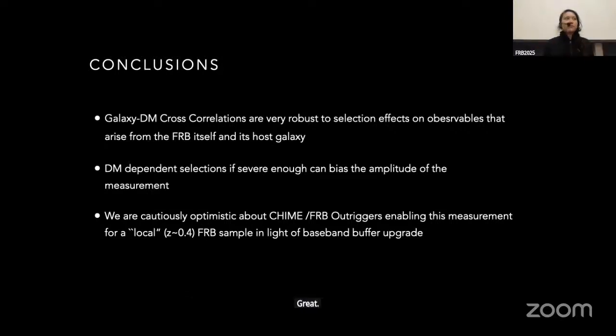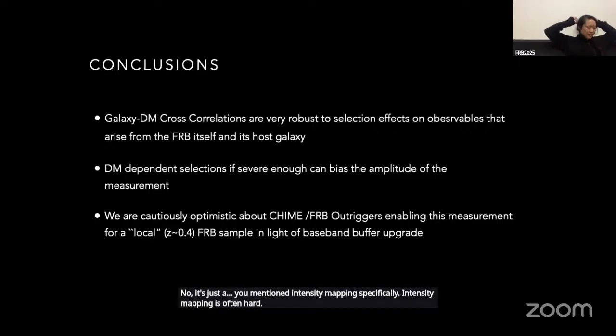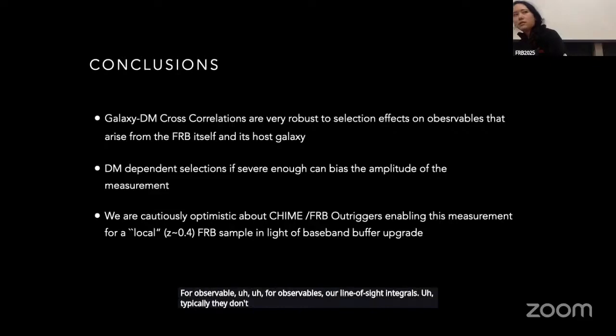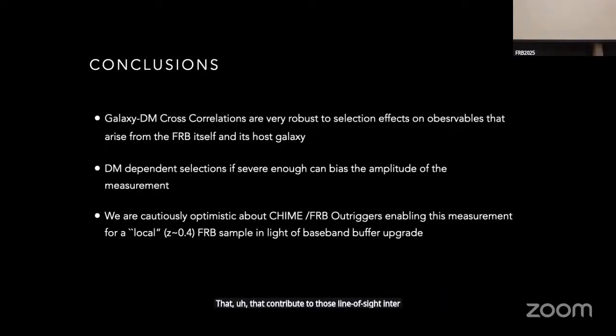We'll do one more question. Oh, it's just you mentioned intensity mapping specifically. Intensity mapping is often hard for observables that are line of sight integrals. Typically, they don't correlate because intensity mapping loses what are called the low k parallel modes, which are the ones that contribute to those line of sight integrals.